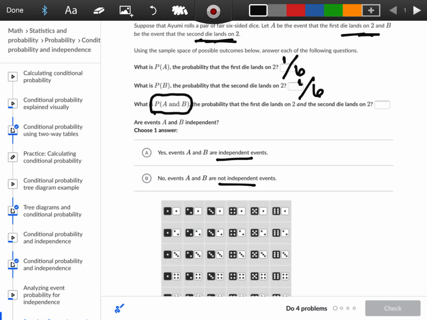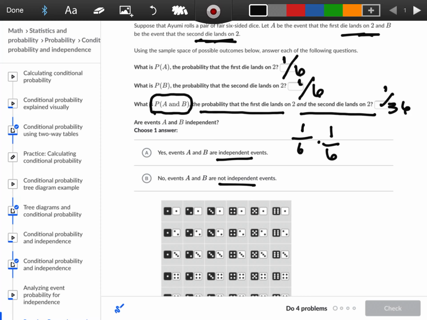It's like getting snake eyes when you roll dice. Snake eyes is when you get a 1 on both dice, and the likelihood of that happening is pretty low, less than 1 out of 6. So this asks for the probability that the first die lands on 2 and the second die lands on 2. I'm going to take my two chances and multiply them together. So 1 out of 6 times 1 out of 6 is just 1 out of 36.